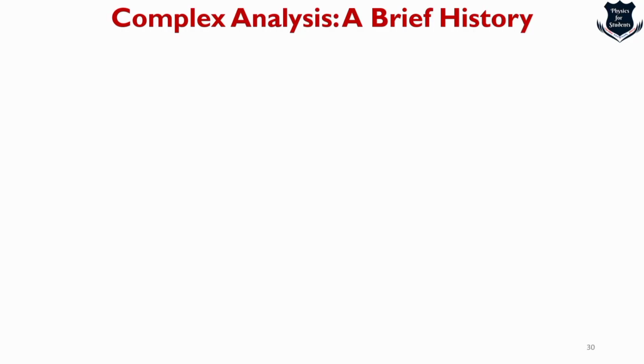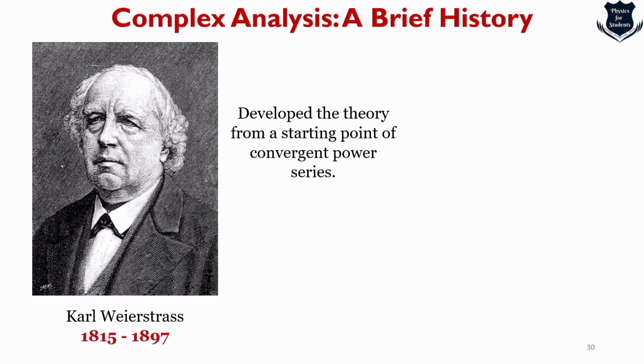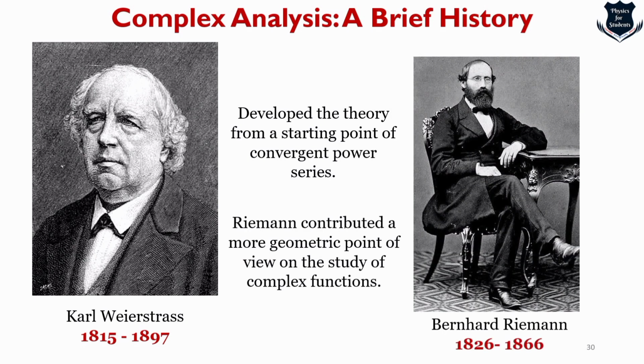Finally, the two other important mathematicians are Karl Weierstrass, who appeared on the mathematical scene about the middle of the 19th century. Weierstrass developed the theory from a starting point of a convergent power series, and this approach led towards more formulation of algebraic developments.